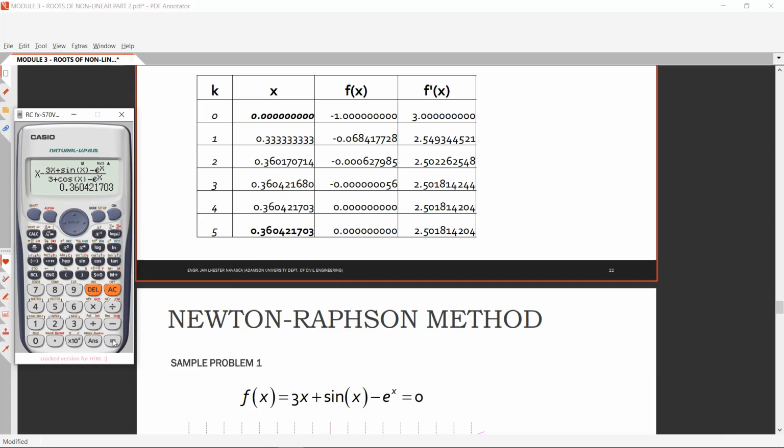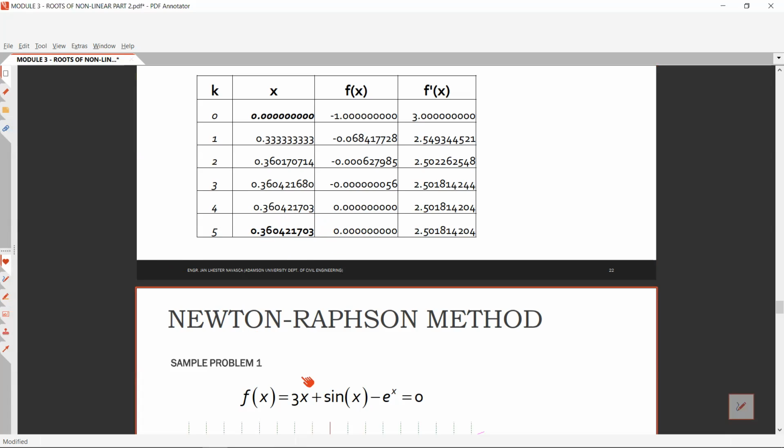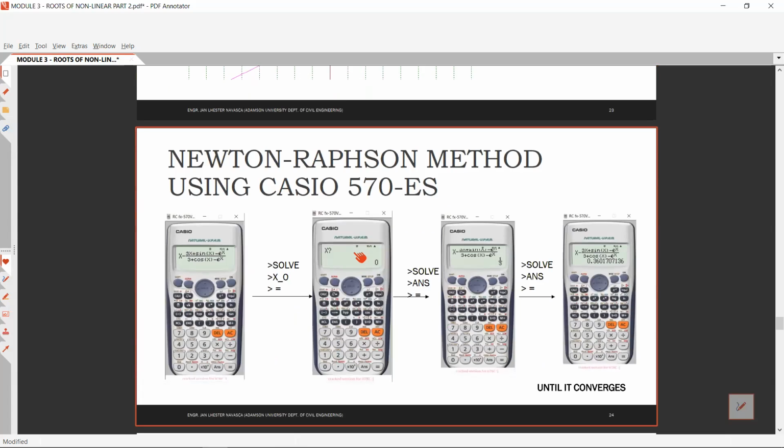So at the fifth iteration, the same value came out. So whatever you do, our value will converge here. So this is the root. Okay? Nakuha ba yung class? Using your 570 ES calculator.